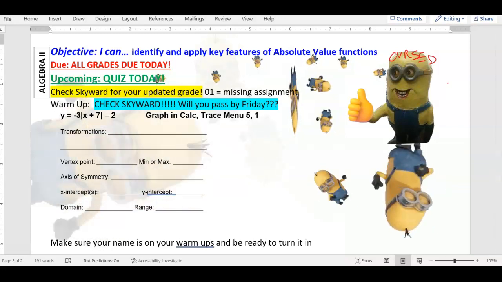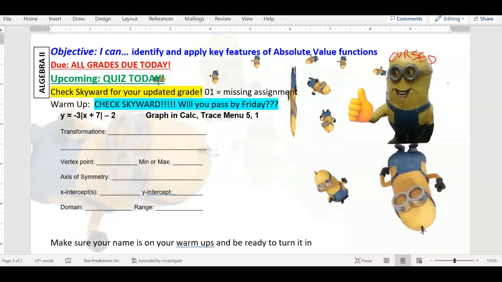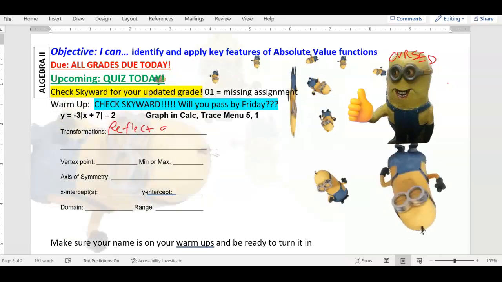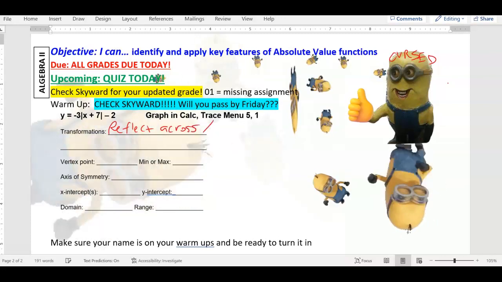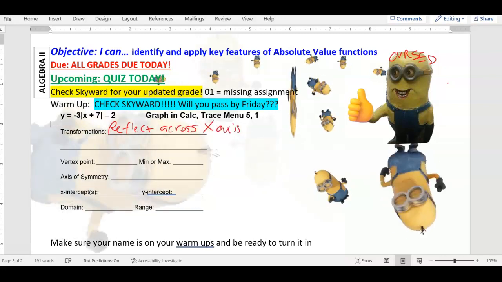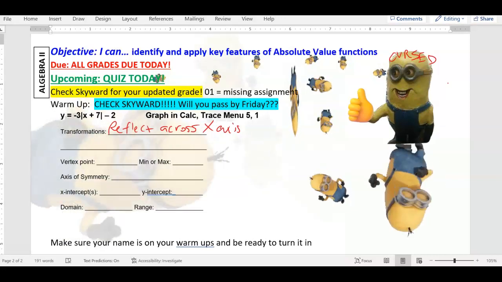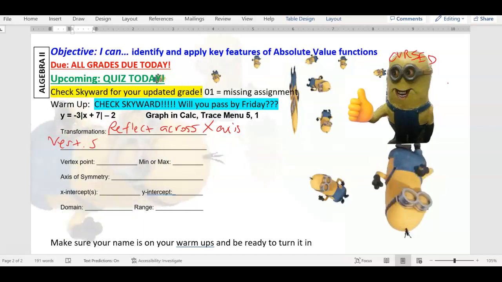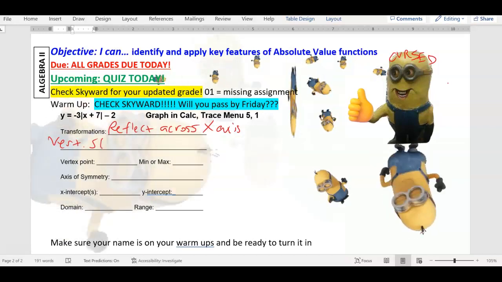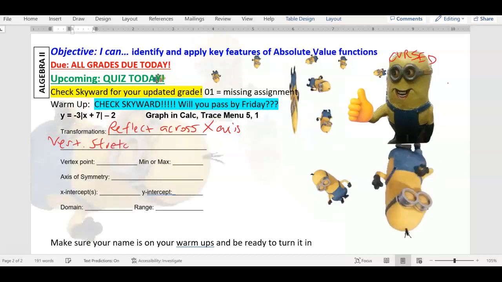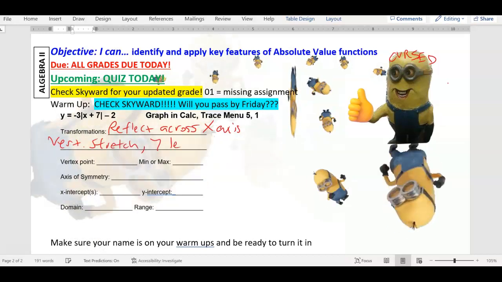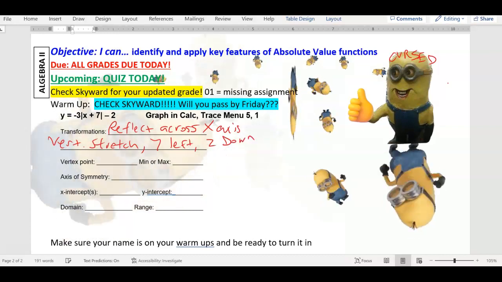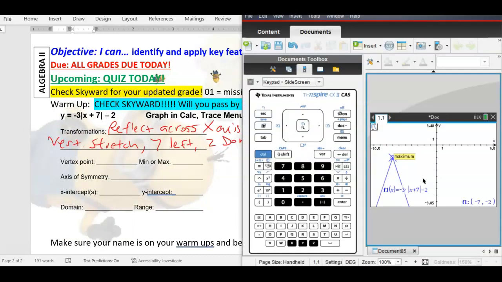Okay. So, really quick, what we already did, since we are going to have to do this all over again, this reflects across the x-axis. It's a vertical stretch because that 3 is bigger than 1, and now I can't write for some reason. 7 left, 2 down. We went into our calculator, we graphed it, and we hit menu 5-1.